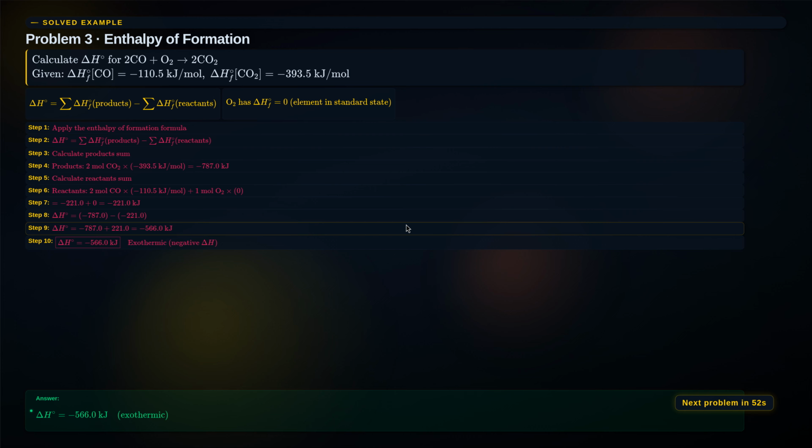Step 4. Delta H naught equals negative 787 minus negative 221. Negative 787 plus 221 equals negative 566 kilojoules. The reaction is exothermic.